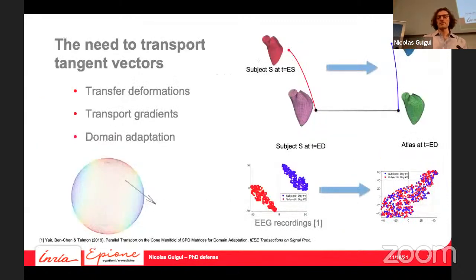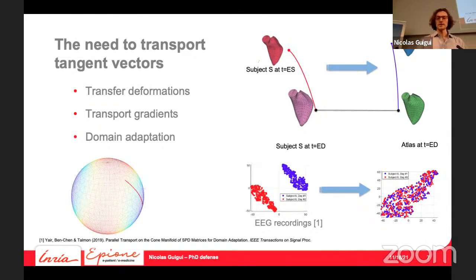And in all these tasks in geometric statistics, I was challenged by a common need to transport tangent vectors. So this can be to transfer deformations from one anatomy to another, or to transport gradients when performing optimization on the manifold, or to perform domain adaptation or transfer learning, for example, with those EEG recordings, where one wants to learn a model around an area of the manifold and transport it to another area, or conversely, move some data around one mean to another one.